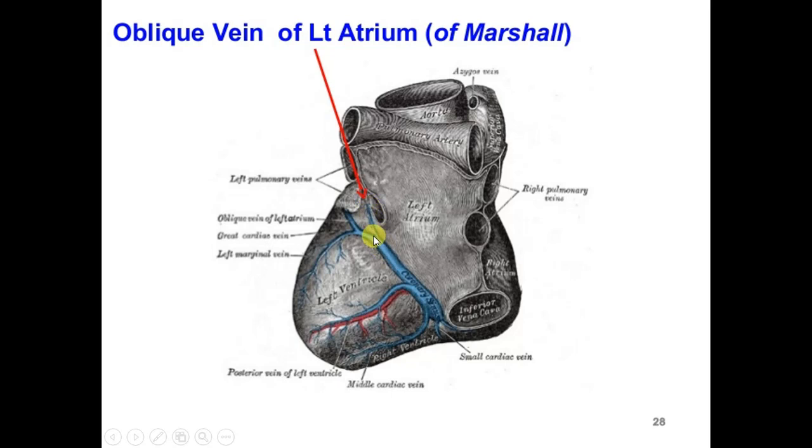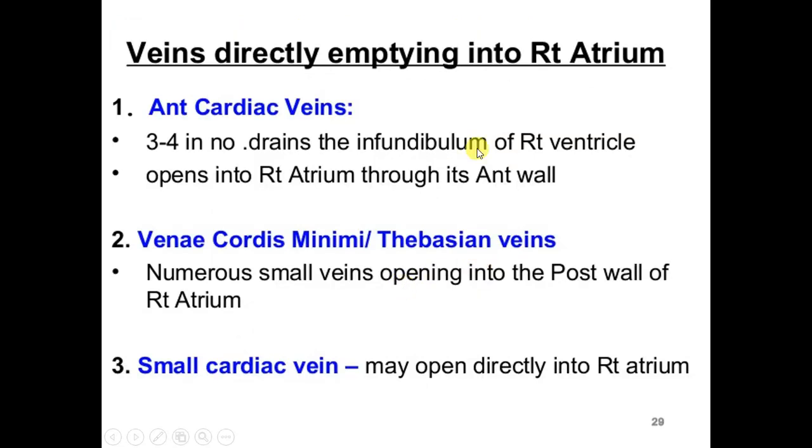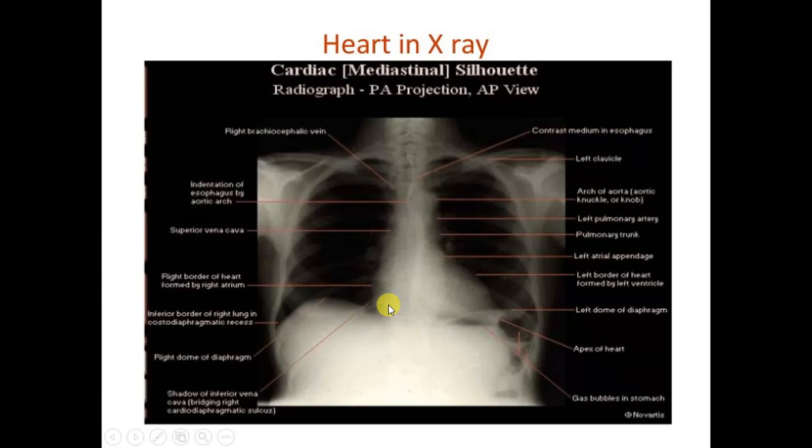It is said that after this it is named the coronary sinus, which runs in the groove between the left atrium and left ventricle, or you say the atrioventricular groove, in the groove at the inferior margin of the base of the heart. So the veins directly emptying into the right atrium are the anterior cardiac vein, venae cordis minimae, Thebesian veins, and small cardiac vein. They open directly into the right atrium.